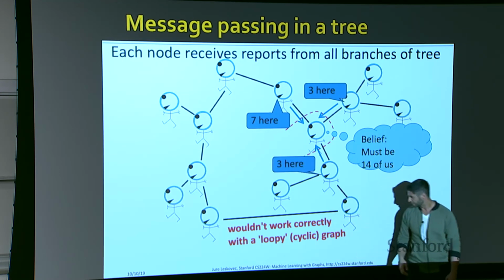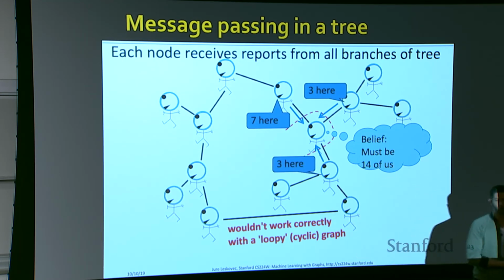correctly with a loopy graph. Can anyone come up with an intuition why this is the case? Then I'm going to be showing to you more in detail later.